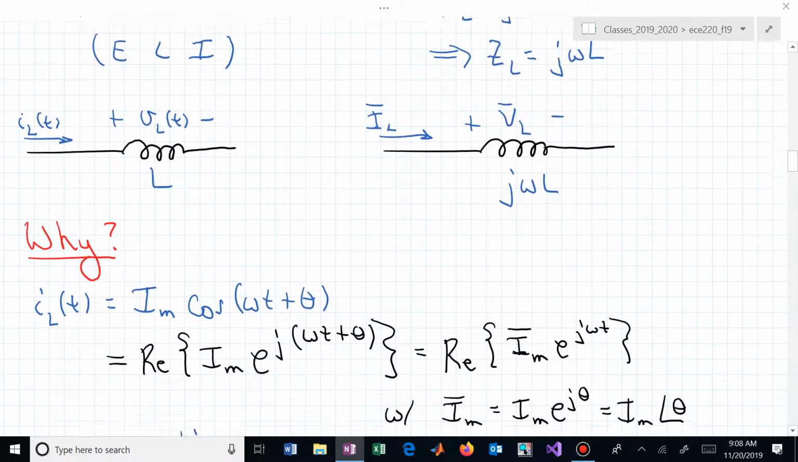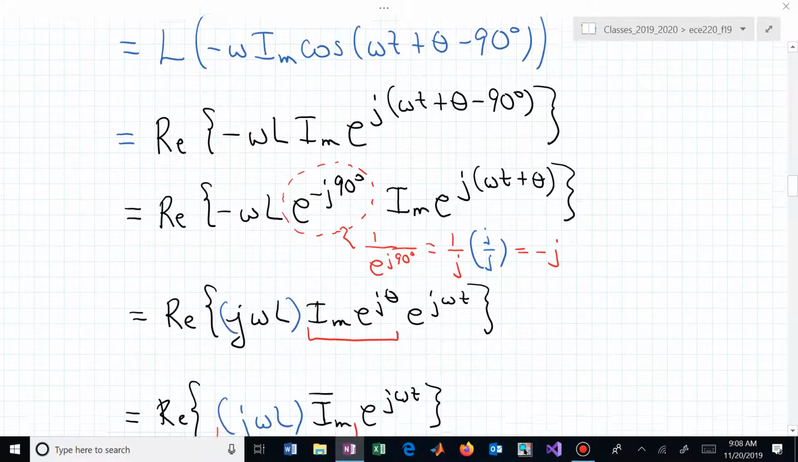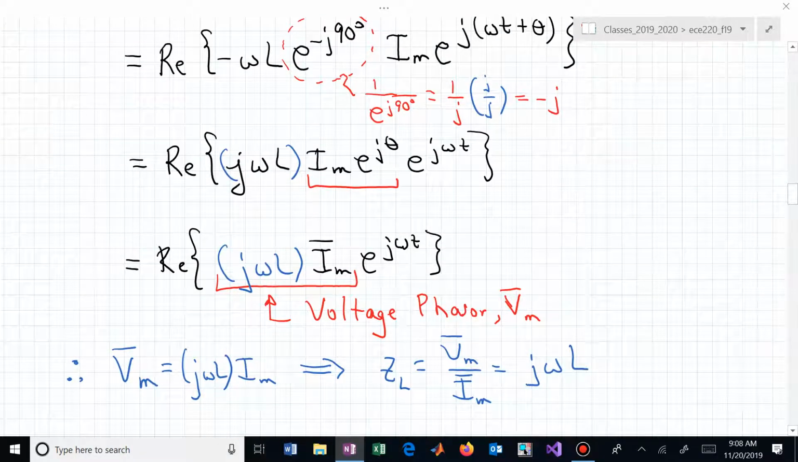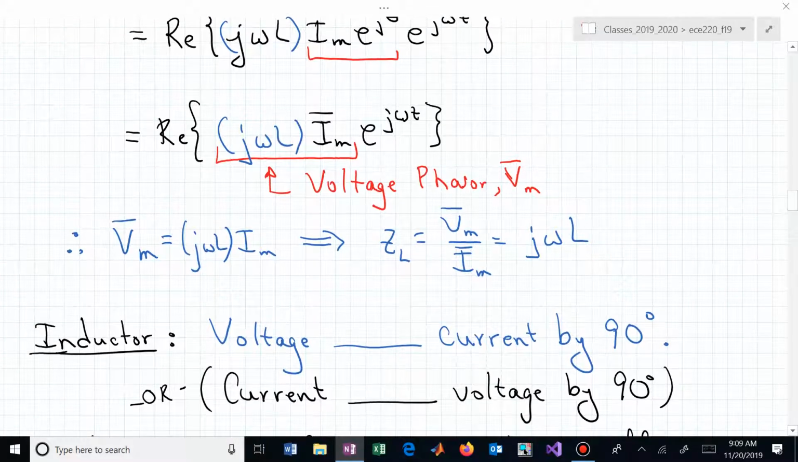And you can go through the same thought process or derivation or discussion and hopefully see that in fact we have answered the why question for the inductor, and it's really just justifying that the impedance of an inductor is j omega L. What we can then answer is the following. For an inductor, we know that the voltage and current are not aligned. They're actually 90 degrees apart.